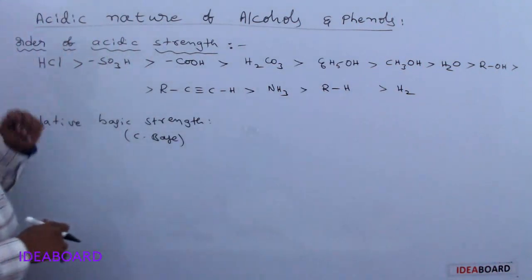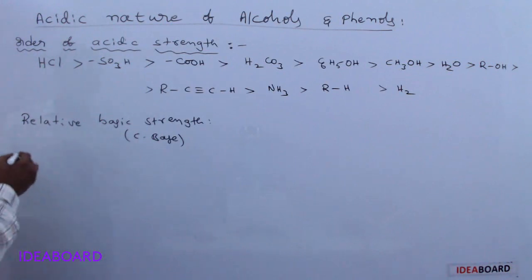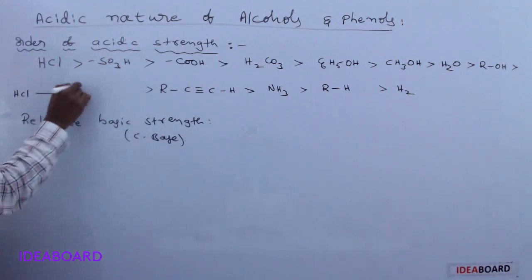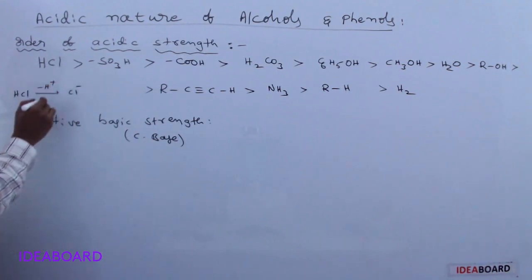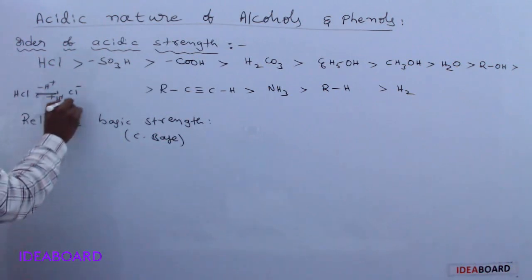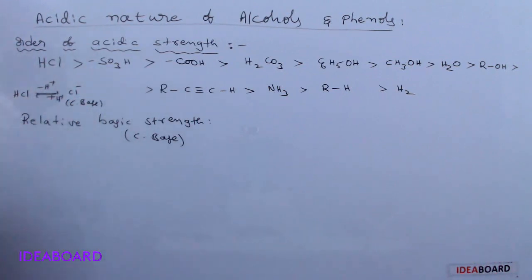If HCl is losing one proton, it gives Cl minus. So for example, here I am writing HCl is losing a proton, it converts into Cl minus. And if it is gaining a proton, suppose here H plus is added, then it will be converted to HCl. So HCl and Cl minus are called a conjugate acid base pair. The acid donates a proton and becomes the conjugate base.